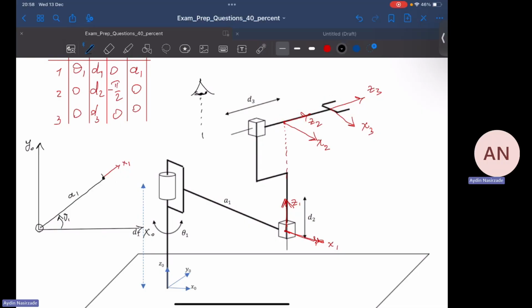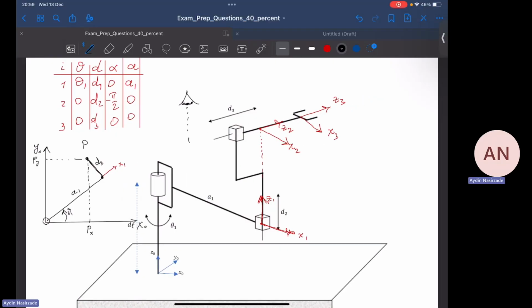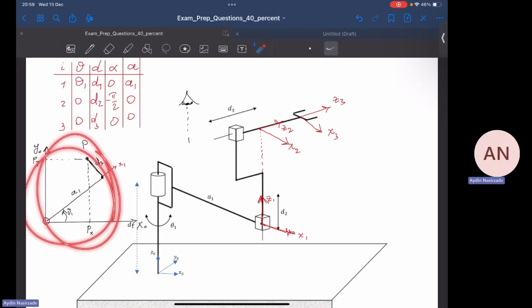Okay, what happens? That's it. Now this is point P. And what is this length? This length is D3. That's it. Nothing else. Now, I guess everything is clear. I am supposed to find Px, Py, and Pz. We cannot see Pz in this configuration.